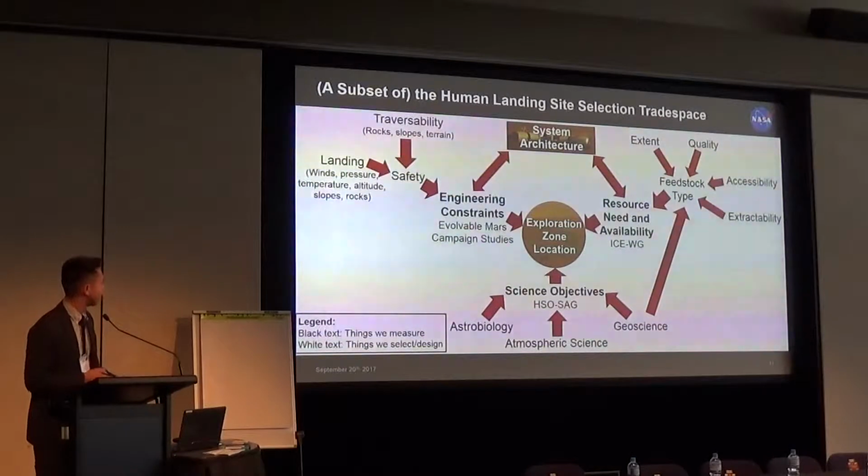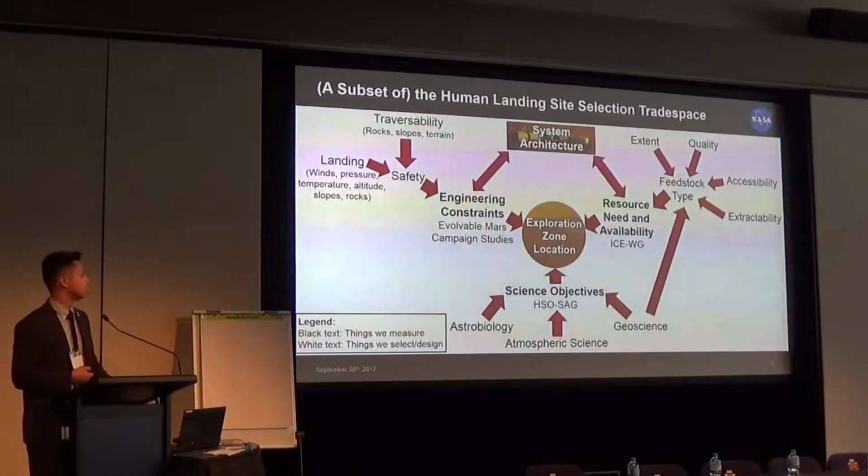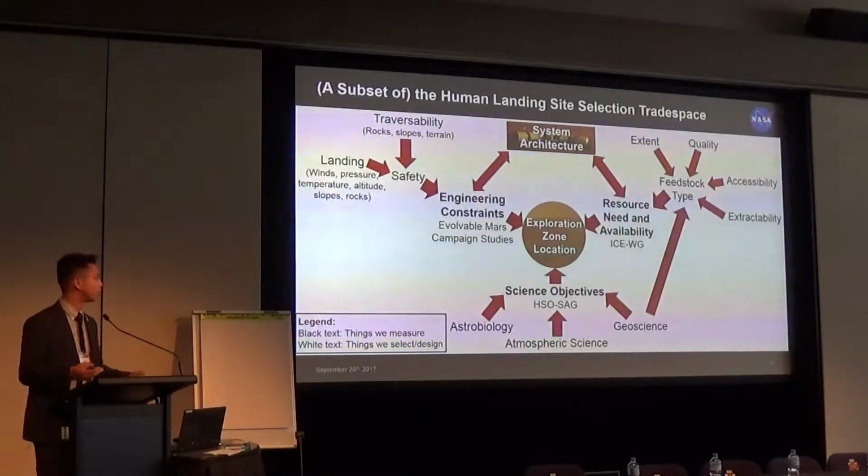Also, I'll note that here, anything in black text is typically things we measure, and white text is the things that we design and select. So we need to measure a lot of things even before we can start to design things at some level of fidelity. So right now we're really interested in taking more of these measurements and coming up with new creative ways to use our existing assets in orbit and on the surface to gather further insights into these particular things that we want to measure.